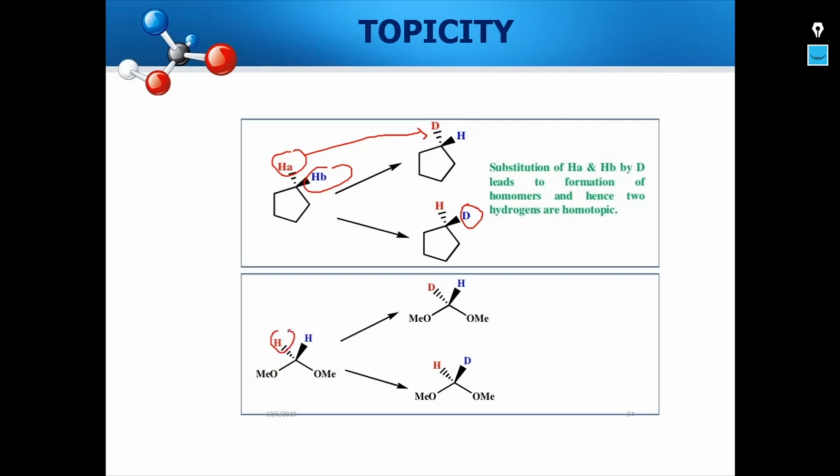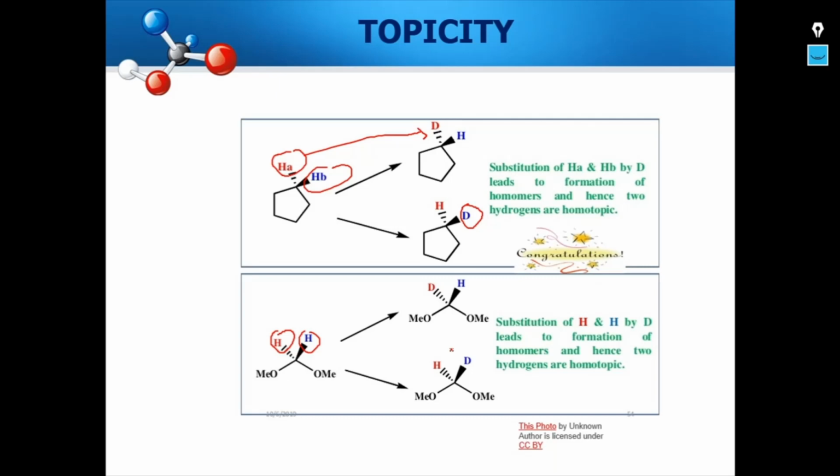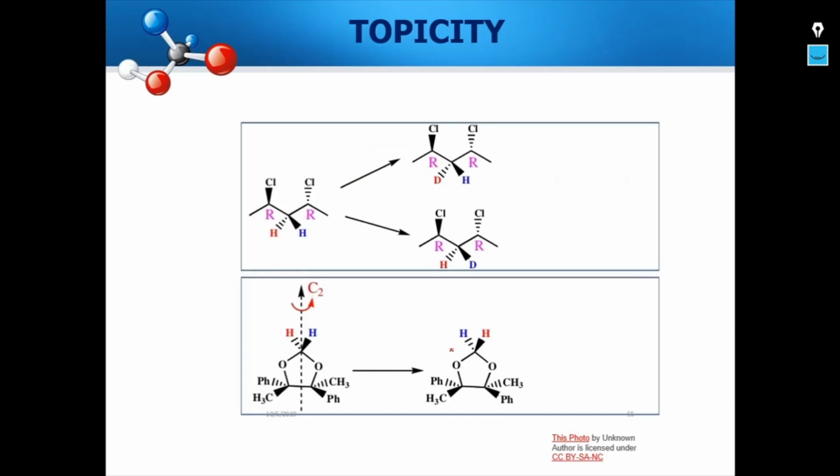How about this molecule? Again, I replace it. So again, I'm going to end up with the same molecules, and hence the two hydrogens are homotopic. If you have guessed these two answers right, congratulations. Let us take another set of molecules.